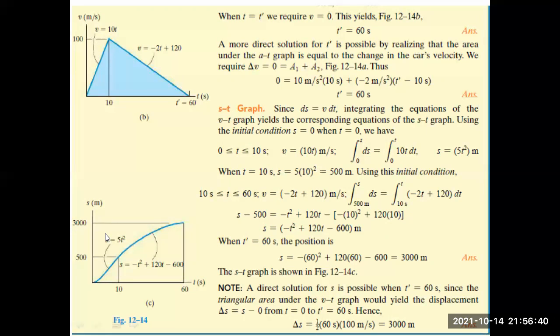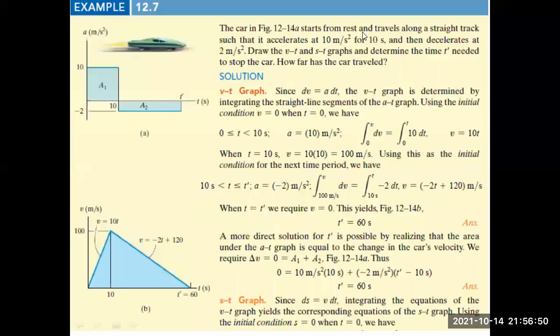The total distance the car has traveled at this acceleration, at this velocity, at this acceleration, where's the acceleration, of course?